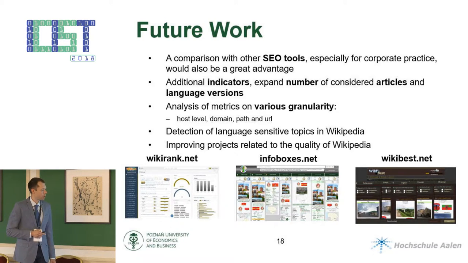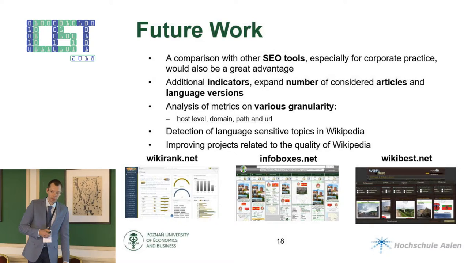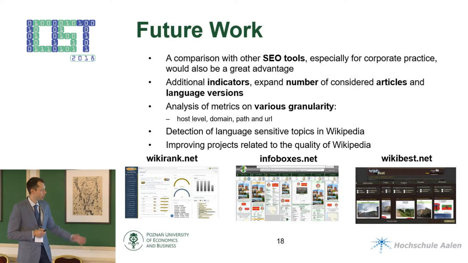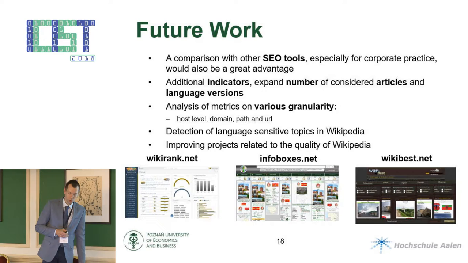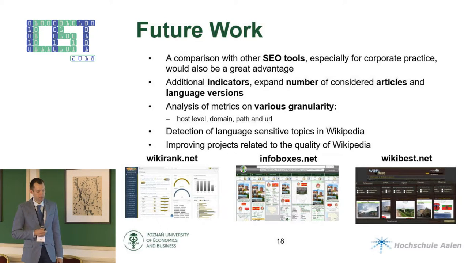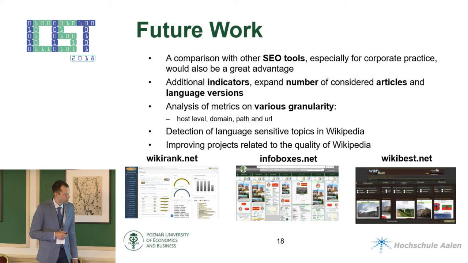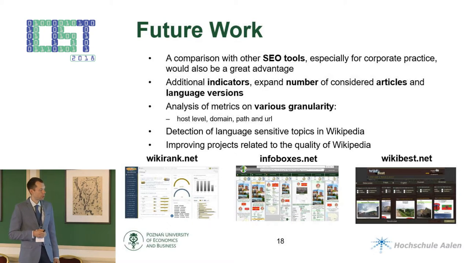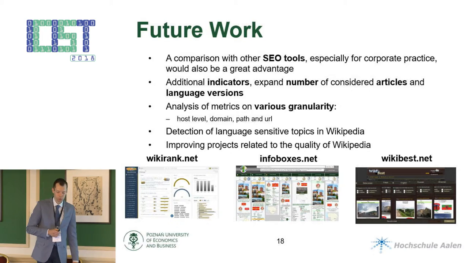And of course, this and future research can help to improve different projects related to quality analysis of Wikipedia. For example, we have the project wikirank.net, which is used for quality and popularity comparison of Wikipedia articles in different languages. Infoboxes is more related to analyzing quality of the infoboxes in different languages. And there is also the project wikibest, which, in a game form, proposes users to analyze quality of the data in multilingual Wikipedia. So that is all. Thank you.